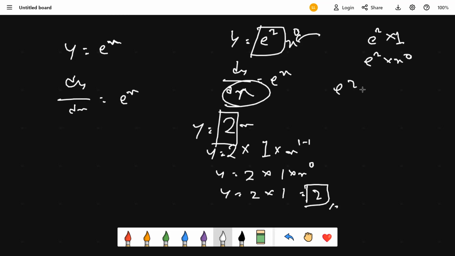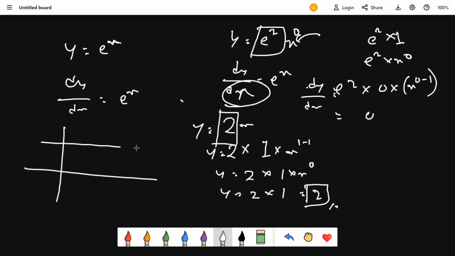Now, if we differentiate this x to the power 0, what do we get? 0 times x to the power 0 minus 1. And anything multiplied with 0 becomes 0. 0 times 1000 is 0, 0 times a billion is 0. That means the differentiation of any constant number is 0. Why? Consider a simple straight line which passes parallel to the x-axis.